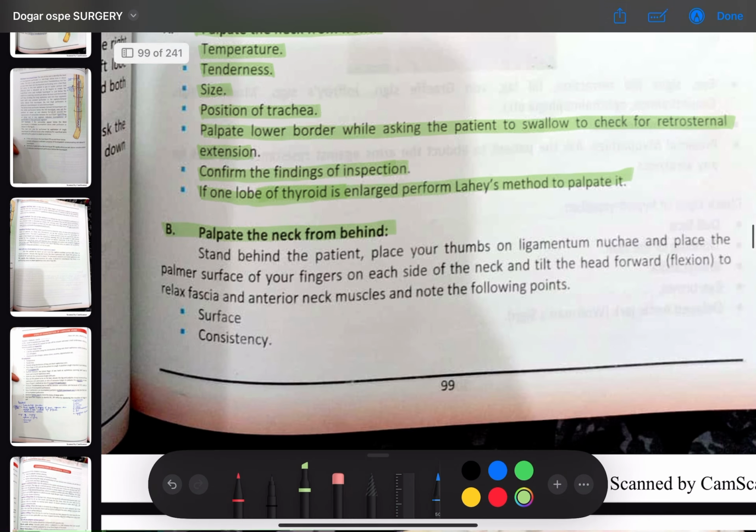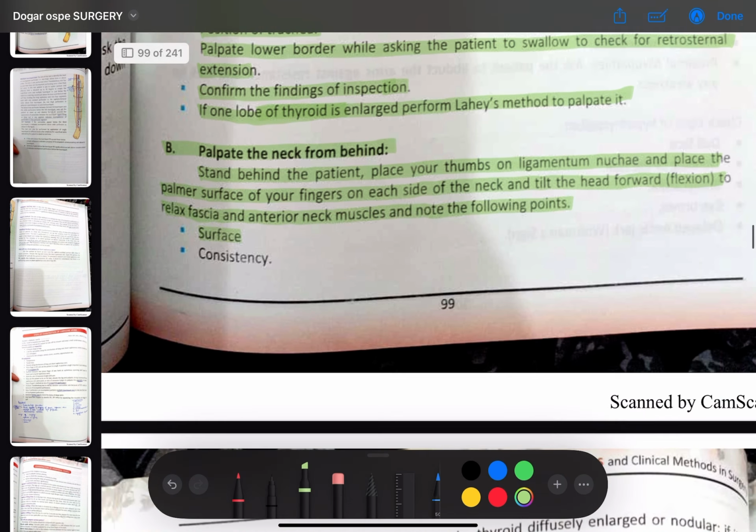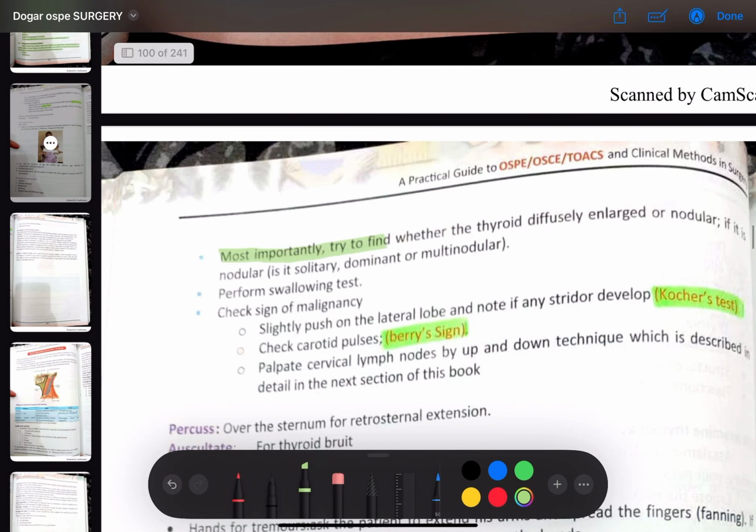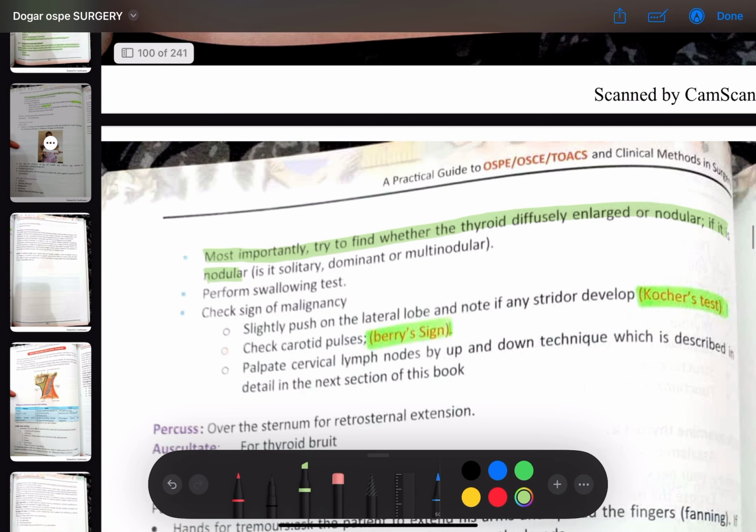Palpate the neck from behind, that is, stand behind the patient and place your thumbs on the ligamentum nuchae and place the palmar surface of your fingers on each side of the neck and tilt the head forward, that is flexion, to relax fascia and anterior neck muscles, and note the following points, that is surface and consistency. Now most importantly, try to find whether the thyroid is diffusely enlarged or nodular. If it is nodular, is it solitary, dominant or multinodular.